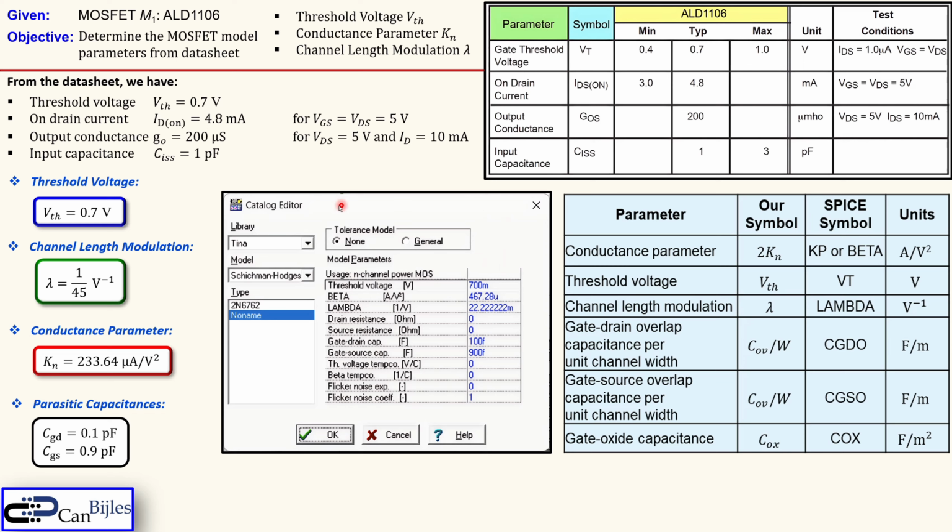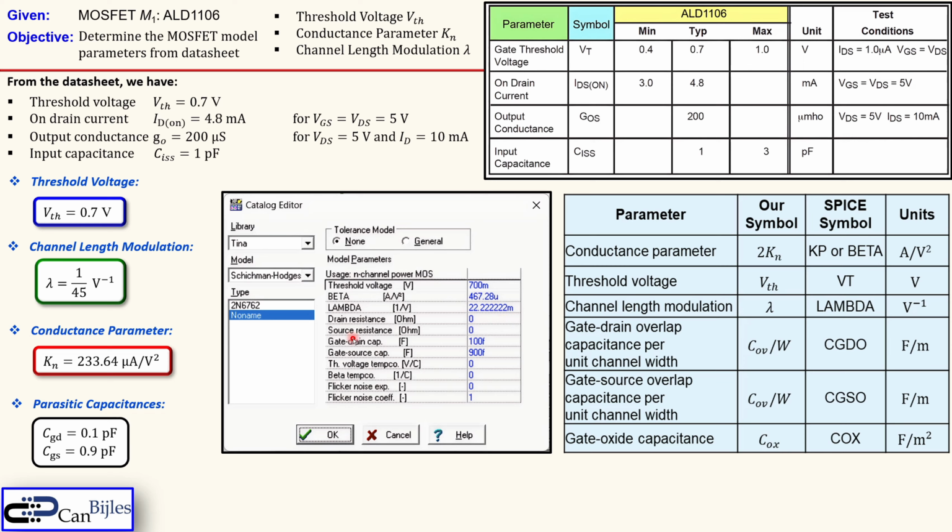I call this the catalog editor in this case, and this is from the TINA-TI SPICE simulator. You see here the simple model. This is the Shichman-Hodges model for the MOSFET, where you see the threshold, the beta, the lambda, the drain resistance, a lot of information here. So in this case, the threshold voltage is just 700 milli, exactly as we have it. The beta, as I said, should be 2 times Kn, so that's 2 times this one, which is shown here: 467.28 microamps per square volt. That is the reason for this. The lambda is 1/45, or 0.0222, a lot of 2's and the milli.